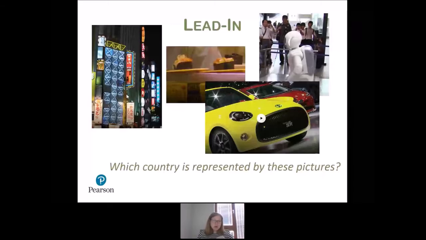Or, talking about videos and the visual material, you can use pictures. So these are screenshots from one video. And if I tell you, okay, so we are going to talk about a foreign country in this lesson today, which country do you think is represented by these pictures? Based on these pictures, what would you say? You can write your answer in the chat box.